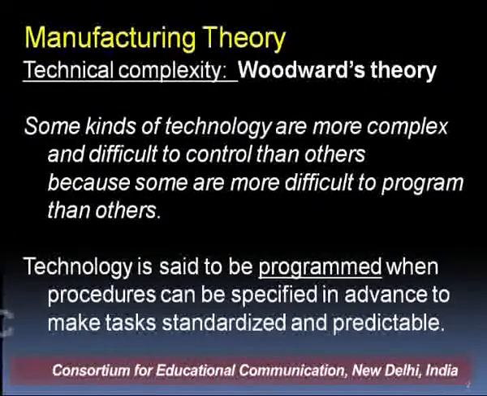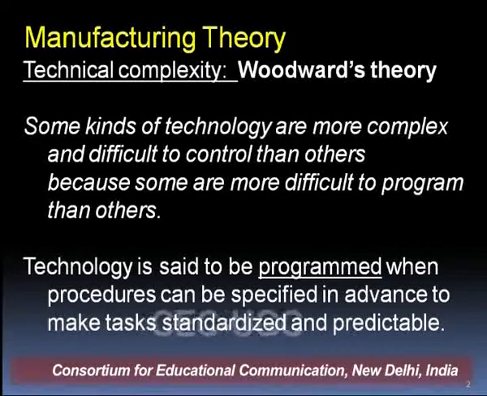I'll go a little bit ahead on this manufacturing theory because it has technical complexity. One of the great persons of the world, Woodward, said that some kinds of technology are more important and difficult to control than others. It is true, because some are more difficult to program than others. So if you really see, technology is said to be programmed. It doesn't happen that you utilize the best technology and do not program according to the systems and the type of products you are going to produce. Then the procedures can be specified accordingly. You have to specify these procedures for realistic task achievement, so that you go on to standard products which are well predictable.